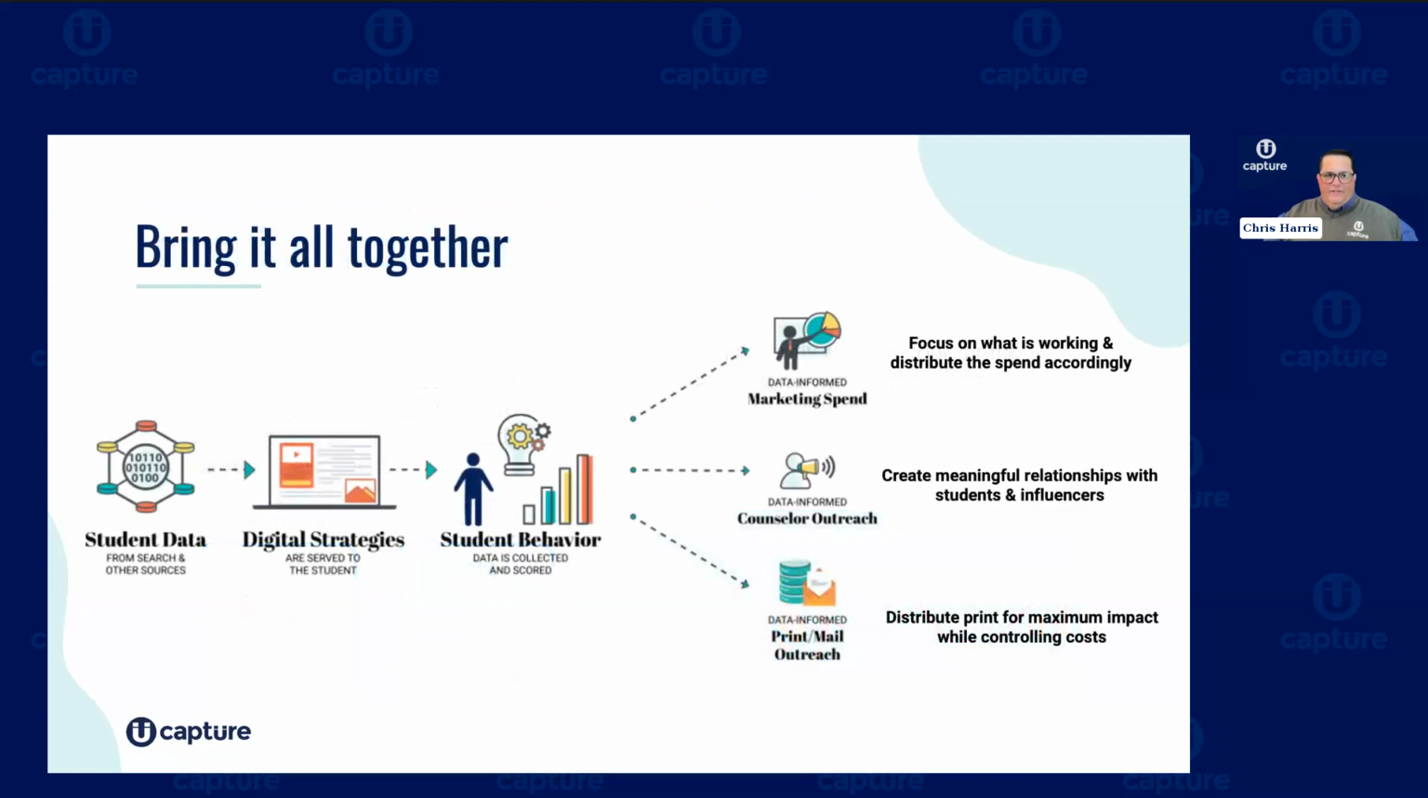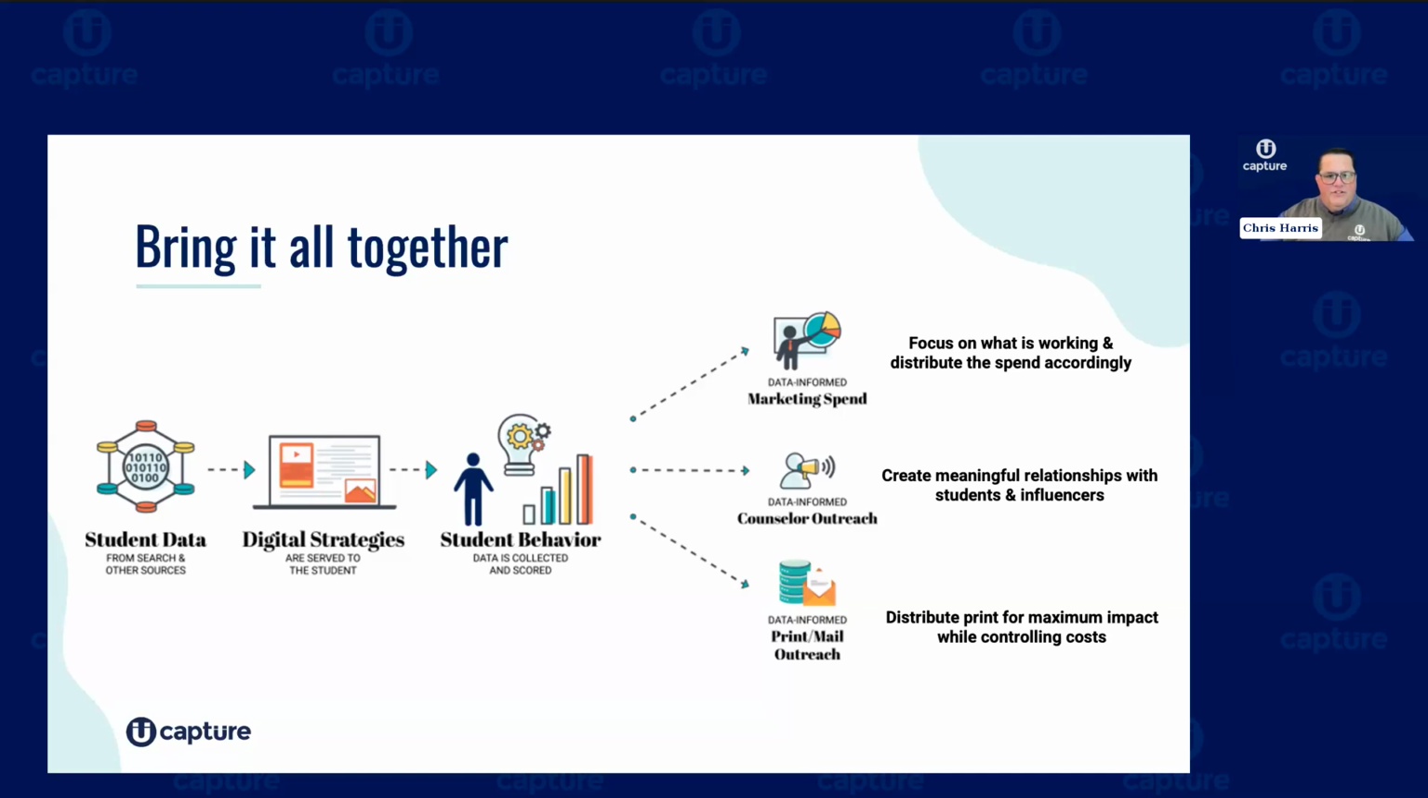So what's this look like? When you bring it all together, we have a ton of student data, right? So if we start on the left side of the screen and work our way to the right, there's a ton of student data out there. So that comes from search and other sources. Whether you're doing search or a student raises their hand and says, "Hey, I'm here," we have a ton of student data that's out there. It's always been there, but we have more access to it now than ever before.